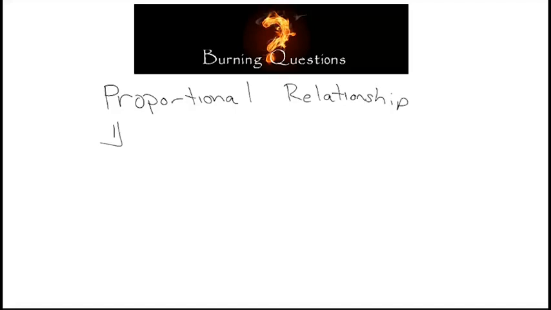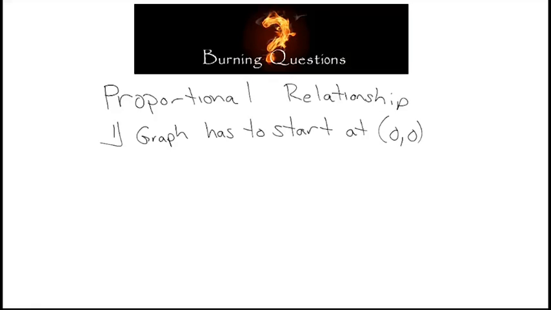Nobody said they had any burning questions on the homework. For those that have not done the homework yet, it was just to circle graphs that were not proportional relationships. There were two things that a graph needs to be a proportional relationship. The first thing is the graph has to start, for our classes, at the origin. So at 0, 0. The graph had to start at 0, 0 for it to be a proportional relationship.